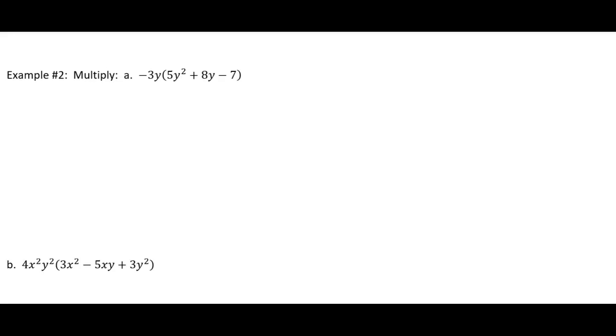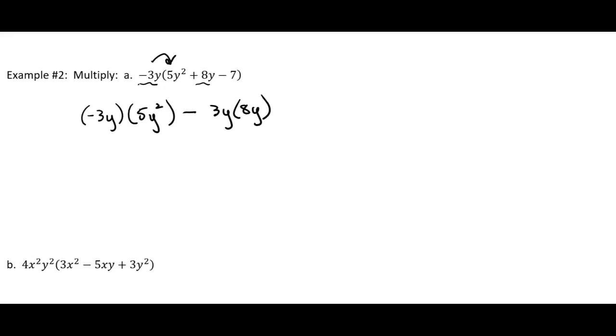So we're really just distributing. So I'm going to take the negative 3y times the 5y squared. Now when you're first starting these, it's probably helpful to write it out. So negative 3y times the 5y squared plus, well, yeah, it's going to be minus. I like to take care of the sign right when I do it. So because this is a negative and this is a positive, it's going to be minus 3y times 8y.